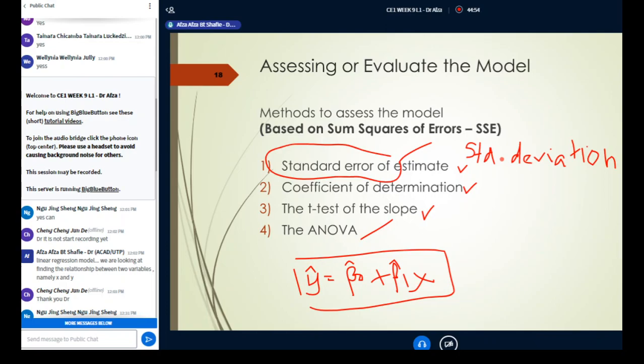What is the coefficient of determination? The coefficient of determination tells you how strong the relationship is between the x and the y, meaning to say how much y is actually dependent on x. That means x contributes how much to the value of the dependent variable. So that is our coefficient of determination. The t-test and the ANOVA, we'll look at later. So remember, the standard error is a standard deviation. The smaller the standard deviation between these two, that means the smaller the error, the better. That means to say our line is a close fit. So we are looking at a small value of the standard error.